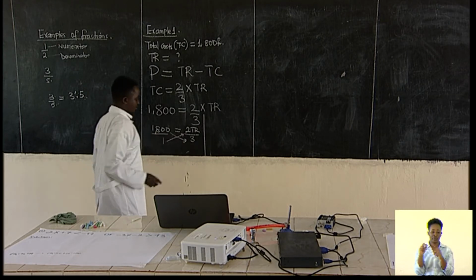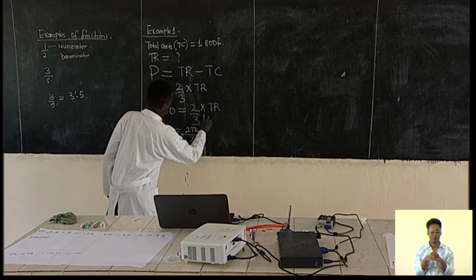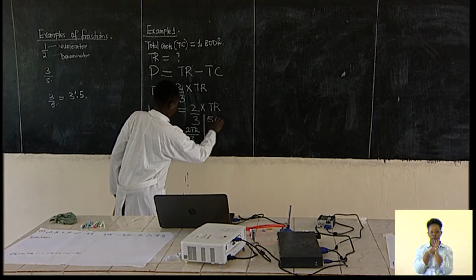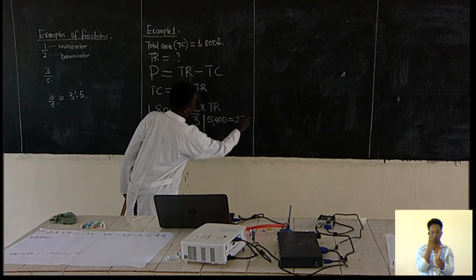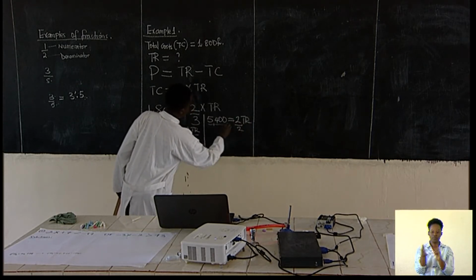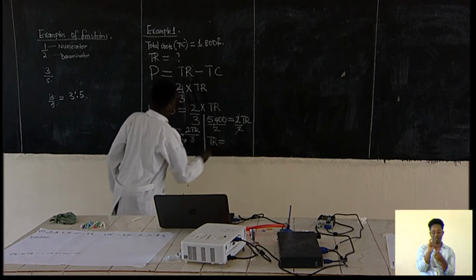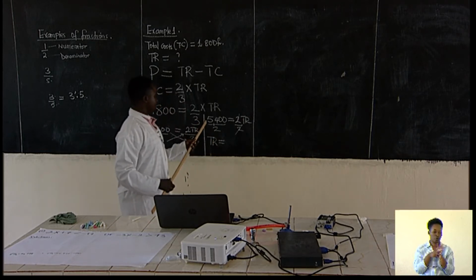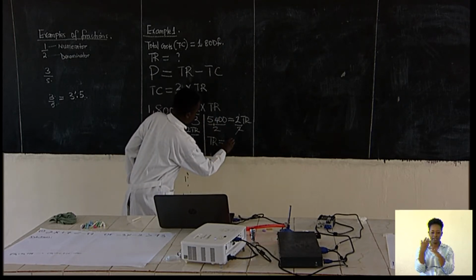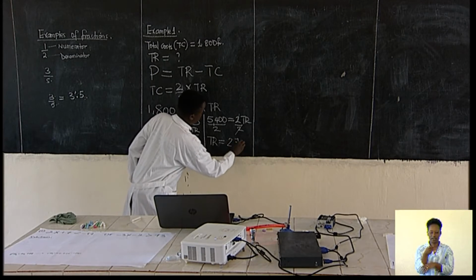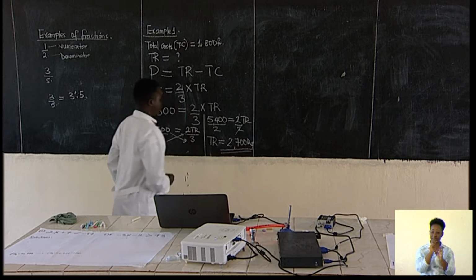So we shall have 1,800 times 3, which is 5,400, which should be equal to 2 total revenue. To get our total revenue, you divide both sides by 2. If you divide 5,400 by 2, you will get 2,700 francs. Meaning that this is our total revenue realized.